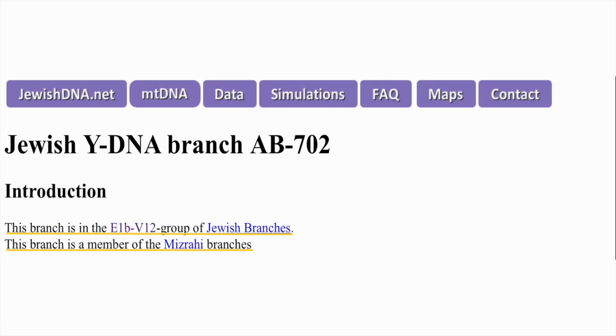This branch is in the E1B-V12 group of Jewish branches. This branch is a member of the Mizrahi branches.